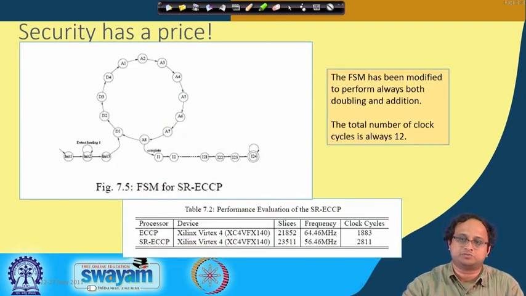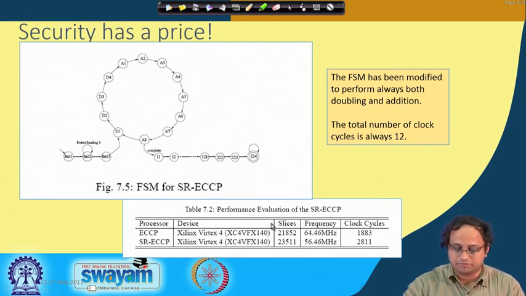Of course, you have to pay a price, because there is some additional hardware you have used. In this case, this is a transformed FSM. Now you see that those conditional lines are gone. Whenever you get into this doubling chain, you ensure that you do the addition and then you get out. Only then you are not using that result; you are using the output of the doubled stage. So the total clock cycle count is always 12. In a way, this is also timing attack resistant, because it always takes the same number of clock cycles to give you the output. So the time is not leaking anything about the key.